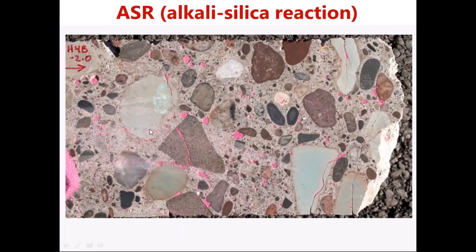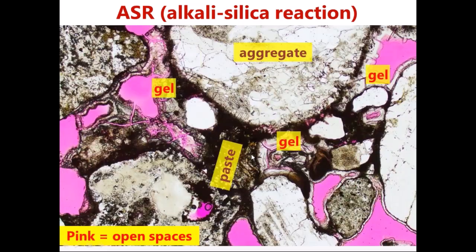Here's another example of what ASR looks like on a little bit closer level. There's a piece of core that I've cut in half and polished. I've also brushed a pink powder over the surface to fill in all the open spaces and cracks, just to show you how pervasive the cracks are through this material. The cracks go through the paste, they go through the aggregates. They don't go around the aggregates, they go through everything. So this is a good example of material that's being afflicted by ASR.